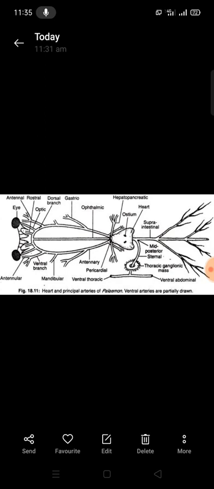What is the function of the blood? It carries oxygen, expels carbon dioxide, and supplies hormones and nutrients.